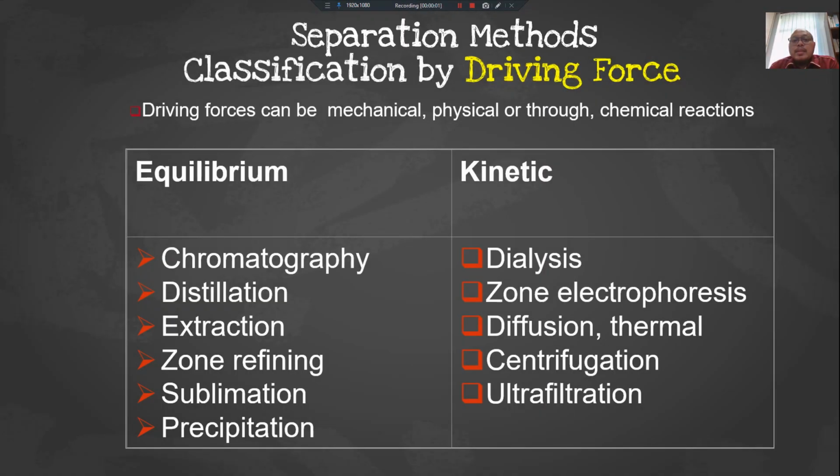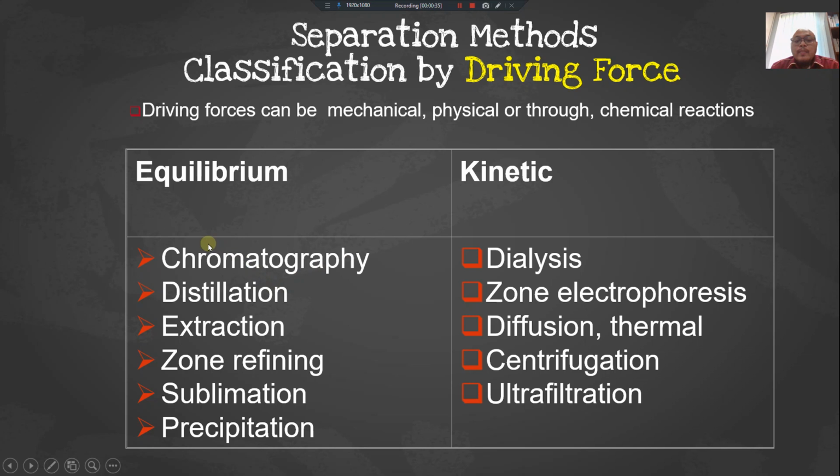Right, let's look into detail. Classification: separation methods can be classified by driving force. We know that we have the mechanical, physical, or chemical reaction. Under these mechanical, physical, and chemical reactions, we can also divide them into equilibrium or kinetic types of driving force. If it's equilibrium, it means that they need to reach equilibrium with certain phases so that they can start to separate from each other.